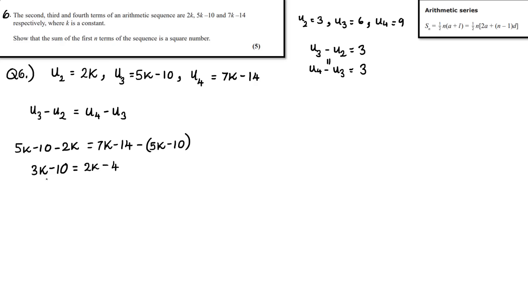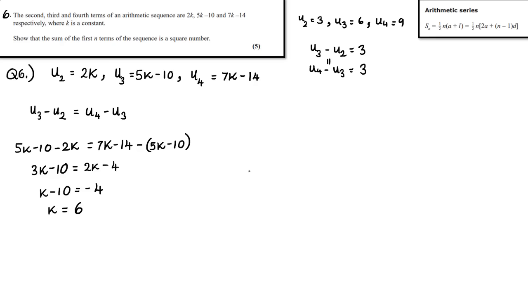So we know that 3k minus 10 is equal to 2k minus 4. And from here now, we can actually just go on to solve for k. So in that case, I'm going to subtract 2k off both sides. So I get k minus 10 is equal to minus 4. And then clearly add 10 to both sides to give me k equals 6. So we actually know what k is equal to now. All we need now is our first term, a, and we also need the common difference.